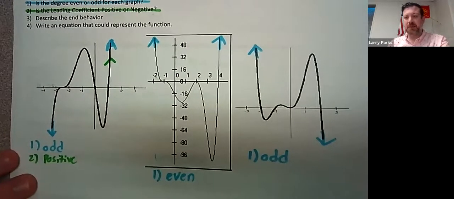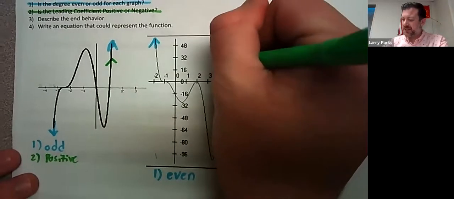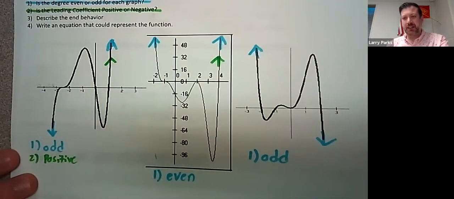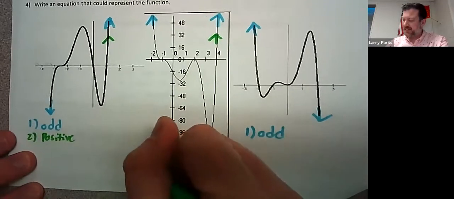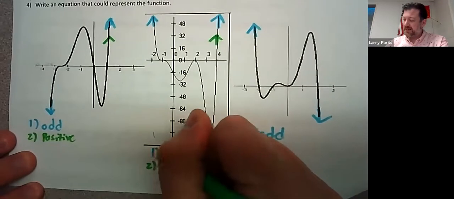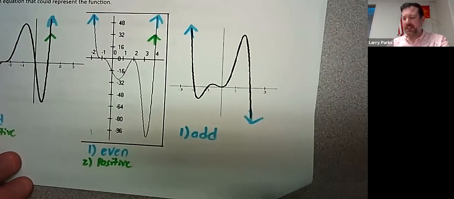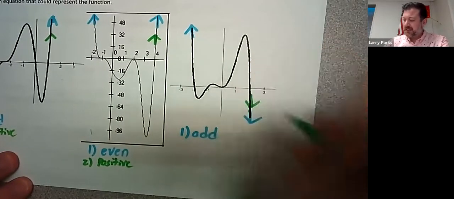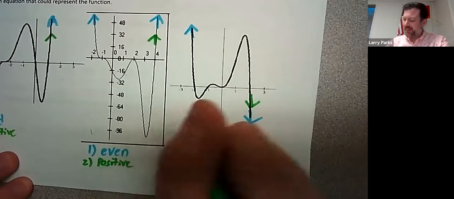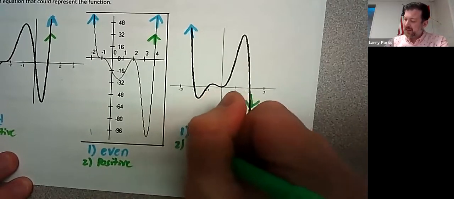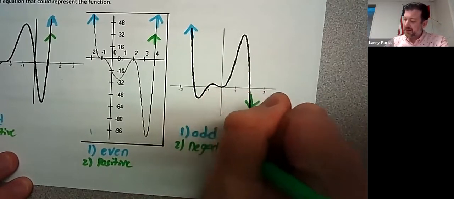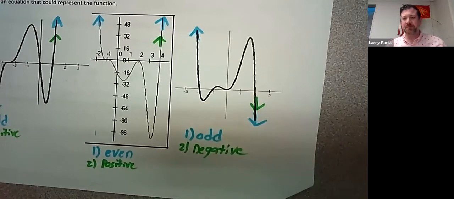If it opens up on the right, which this one does, you say positive. And if it opens down on the right, like this one, you say negative. Okay, so that's question number 2.